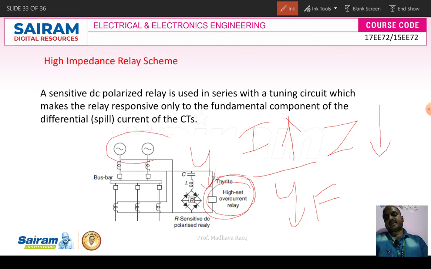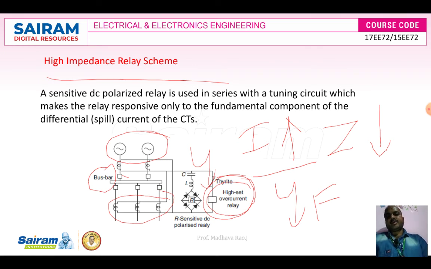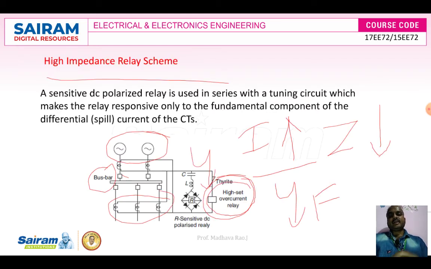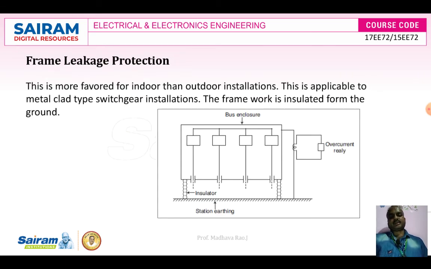So here we can see these are the generators and the bus bar. Here these are the CTs. CTs are used to measure the high currents. High currents will flow when impedance is reduced, that is, when a fault occurs. So like this, we are using the high impedance relay scheme in power system to avoid the drawback, the false operation in case of an external fault. Okay, so next one, frame leakage protection.